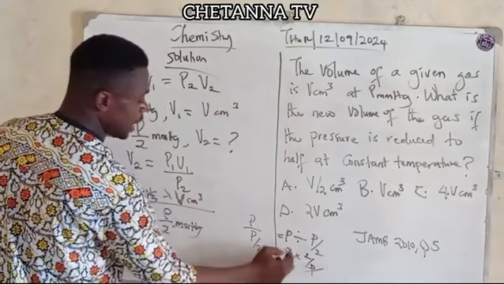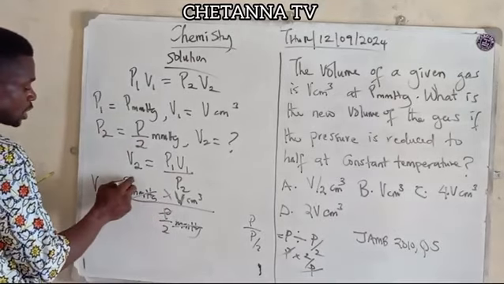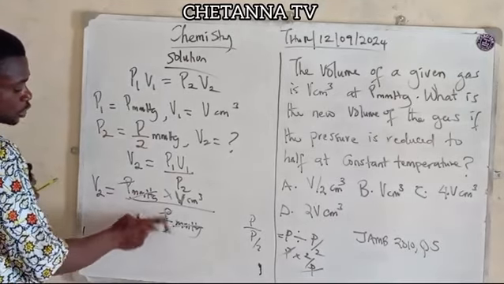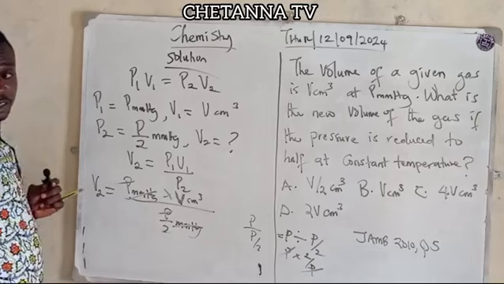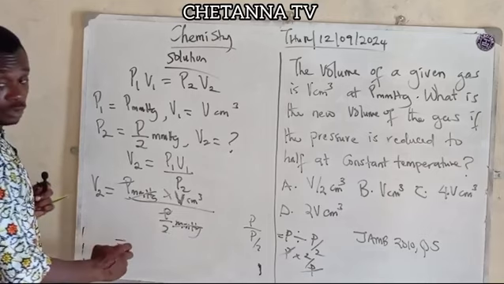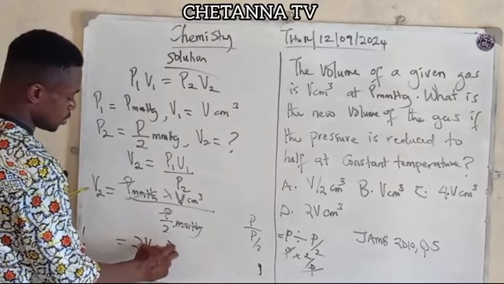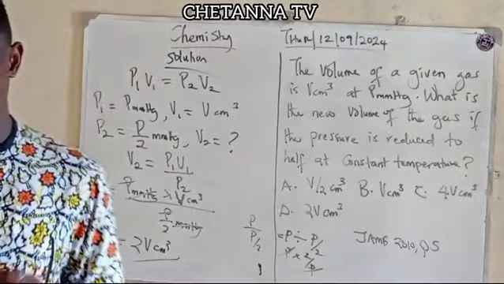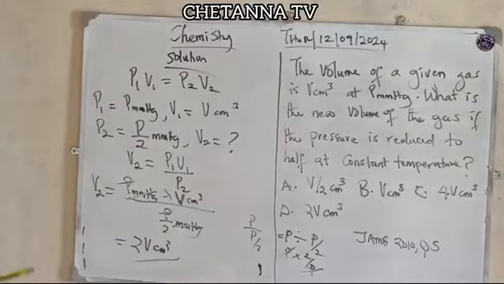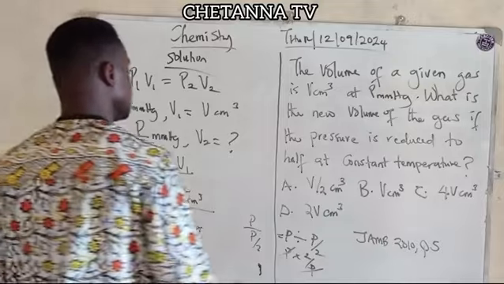P. So P will cancel what? P, right? So that means these two, P will cancel P. These two will do what? Come on. 2 times V cm cube is what? 2 V cm cube. That's the answer. Is it clear? Are you sure? So the answer is option what? Option D.